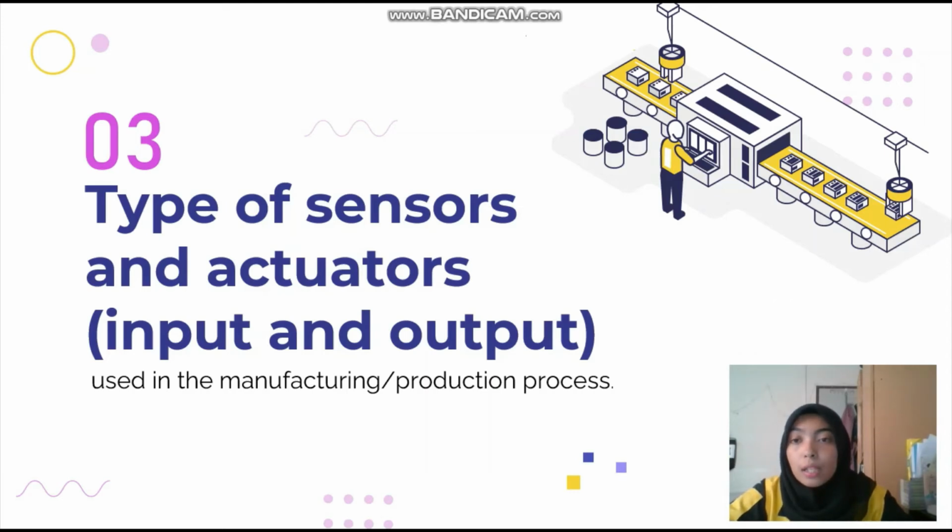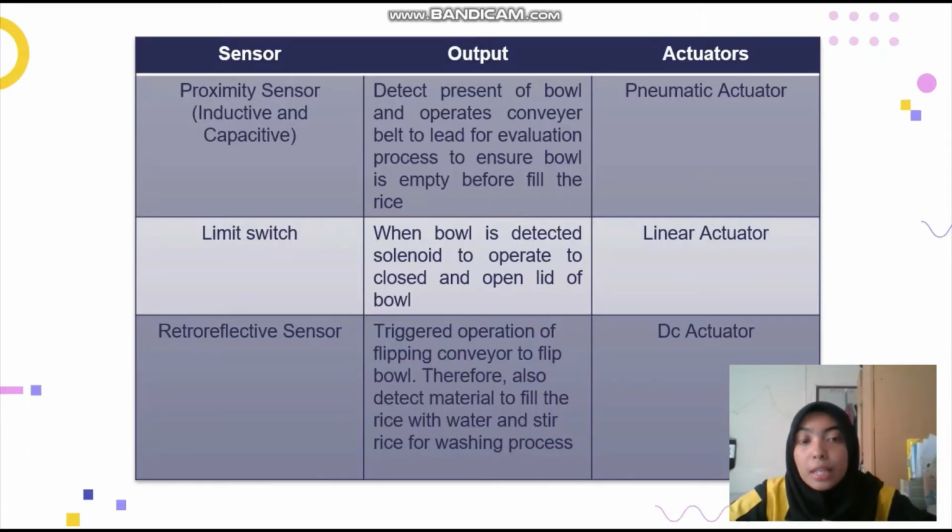Now the types of sensors and actuators used in the production process. In this ready-made food production industry, the sensor used is the proximity sensor, which is inductive and capacitive. The output is to detect the presence of the bowl and operate the conveyor belt to lead to the evaluation process to ensure the bowl is empty before filling the rice.